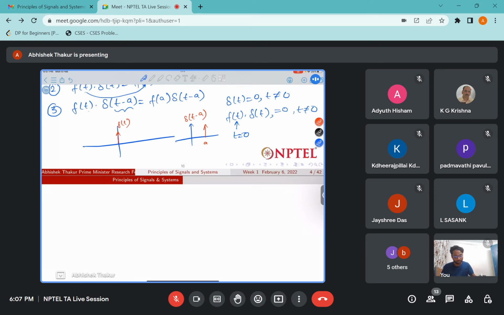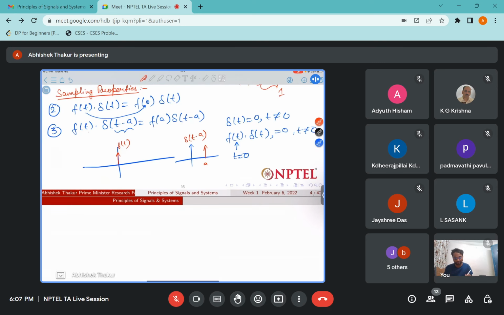Okay. Now another is the sifting property, that is the integration of the above thing. So when you integrate f(t) δ(t) dt, what will be the value? We know that f(t) δ(t) is f(0) into δ(t) into dt. Now f(0) is a constant, so we can take it out. It will become f(0) into the integral of δ(t) dt.